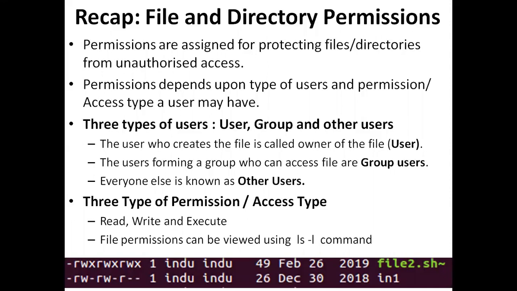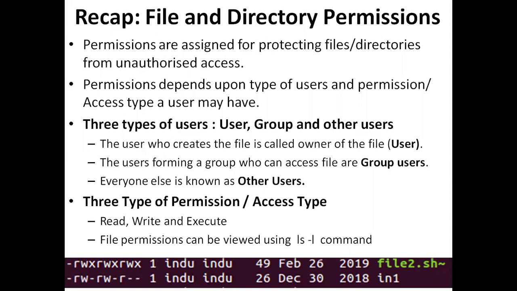The user who creates a file is called the owner of the file. The users who form a group and provide access to files of that group are called group users. And everyone else is known as other users. And there are three types of permission or access level, which are named read, write, and execute.